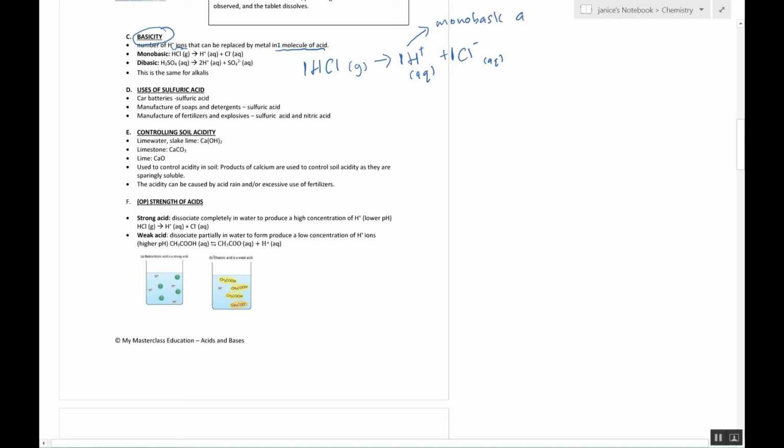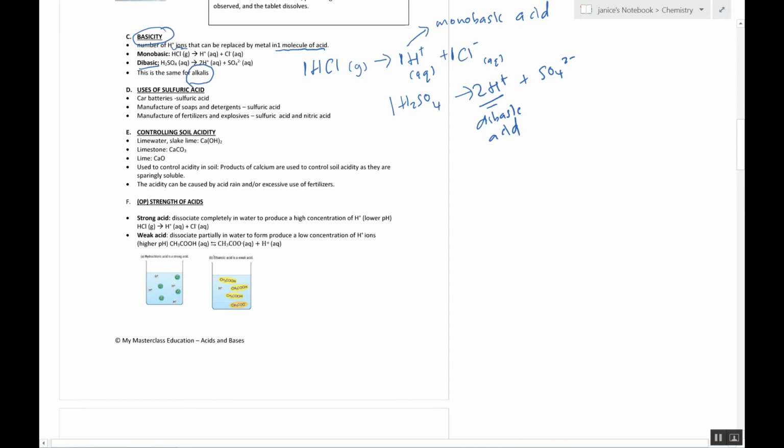One H+ means this is a monobasic acid. Okay, next common example, we have what we call the dibasic. Dibasic, di means 2. So if now you have one H2SO4, this one will dissociate to give me 2 H+ plus SO4 2-. So 2 H+ means it is a dibasic acid. This basicity will also be true for alkalis. Later we will see what the alkalis are.